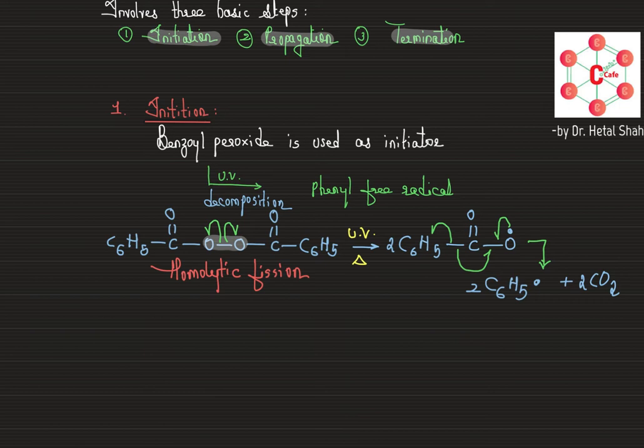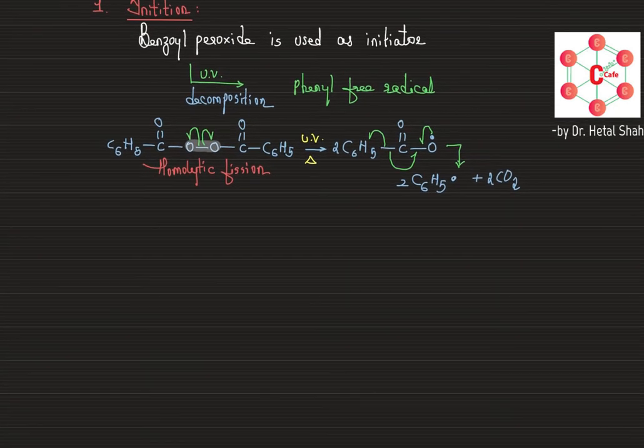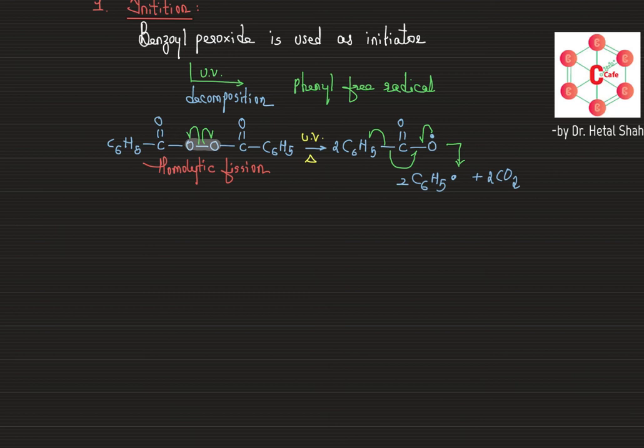And these phenyl free radicals are now going to interact with ethene monomers, and they're going to generate the free radicals, which would further form the polymer. So let me put this all together. Here the phenyl free radical starts interacting with ethene. Ethene is like this. The pi bond, which is very, very weak, would undergo homolytic fission. One electron goes here and one electron goes here.